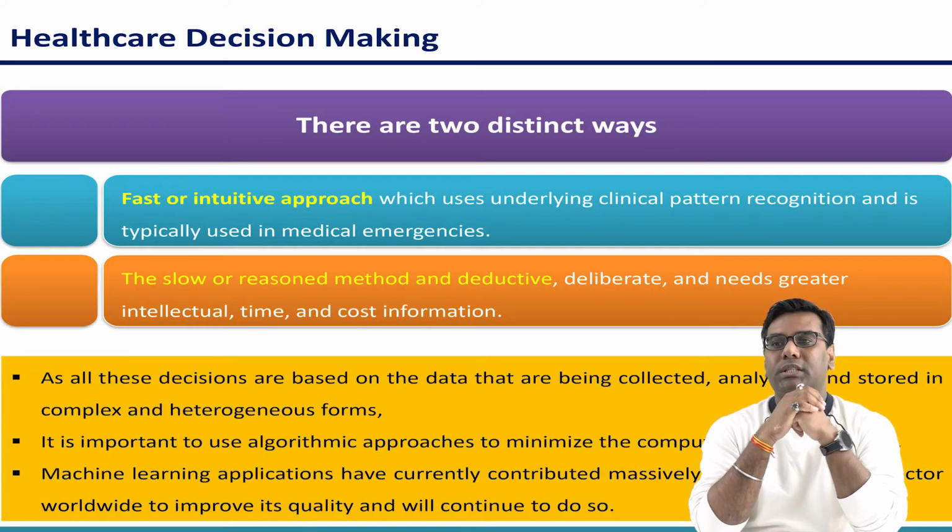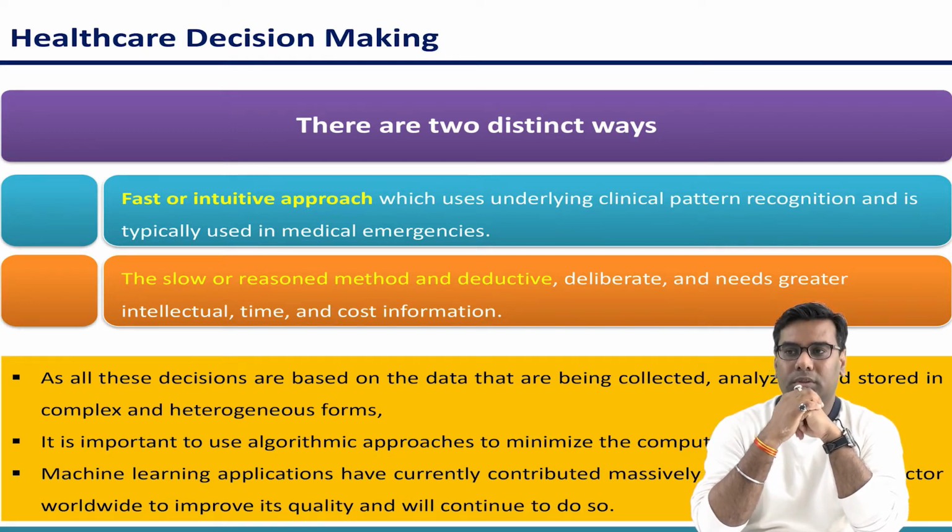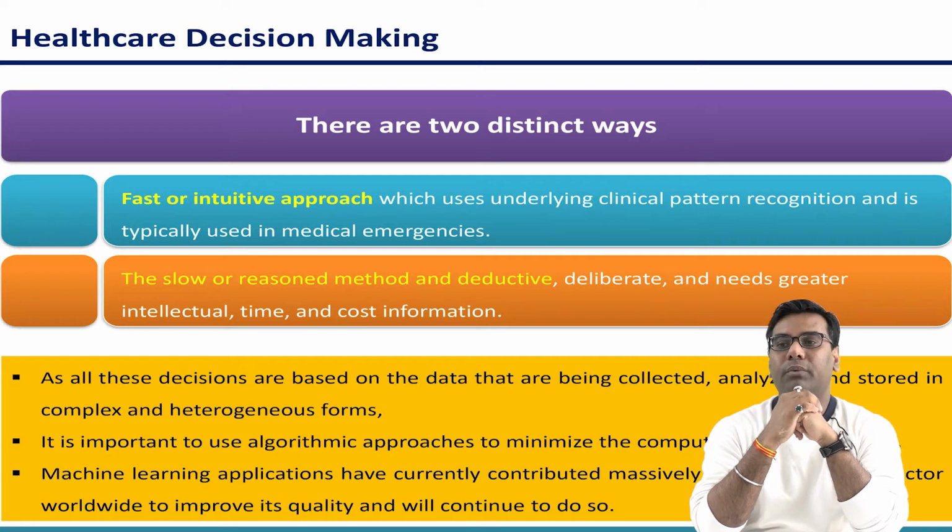So there are two distinct ways healthcare decision making can be reached. First, the fast and intuitive approach, which uses underlying clinical pattern recognition and is typically used in medical emergencies. Second, we have the slow and reasoned method.